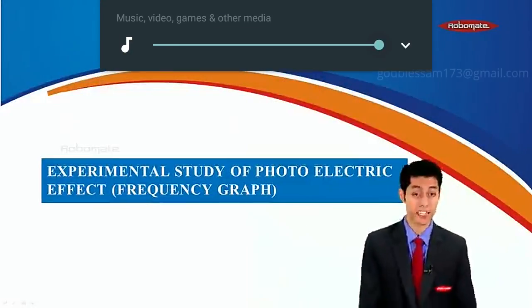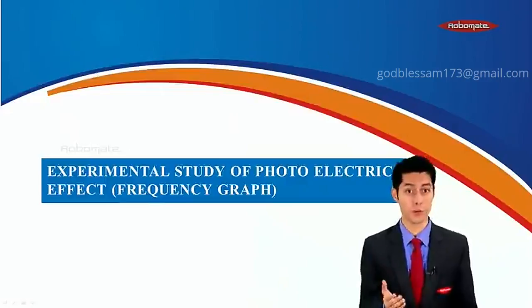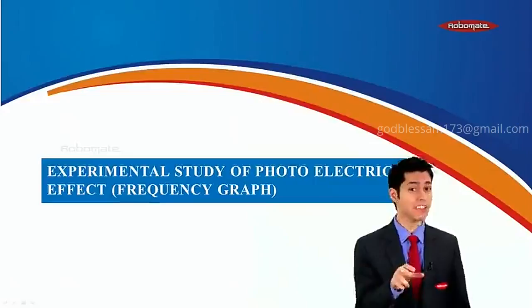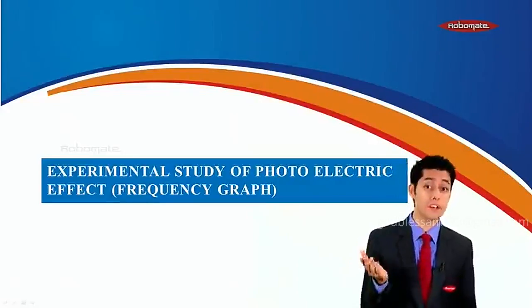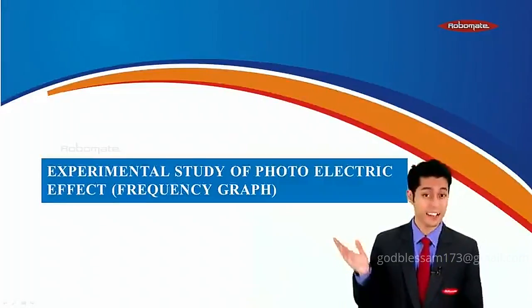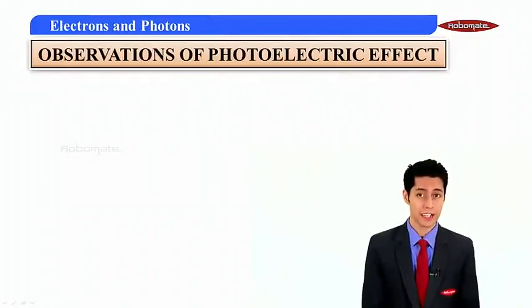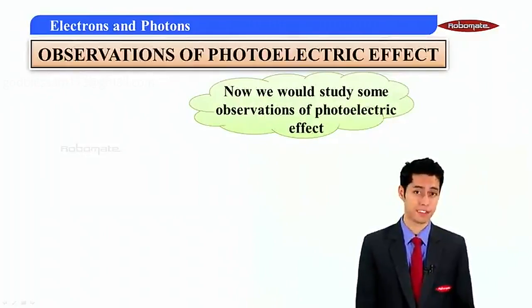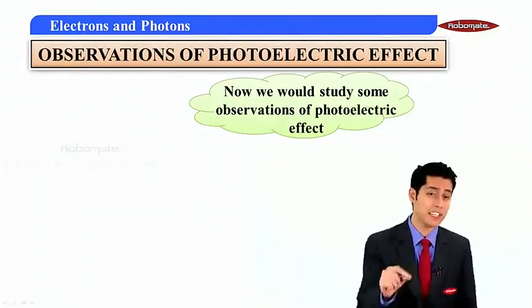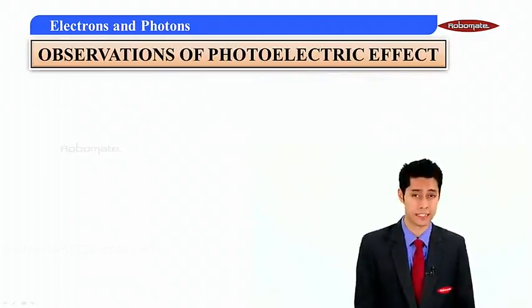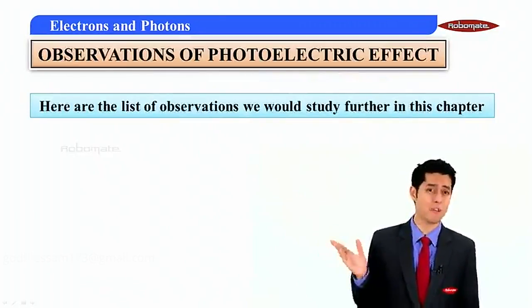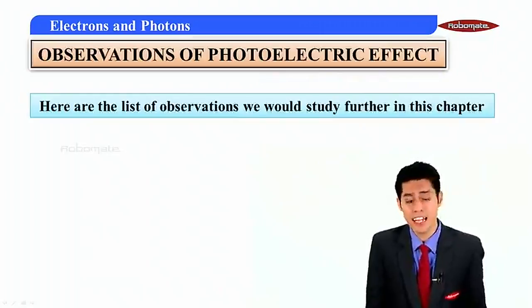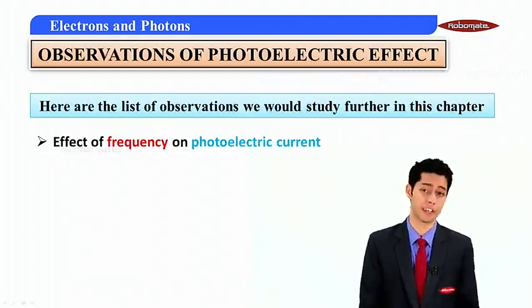Now, after doing the construction and the working of the photoelectric effect, let us study, students, the first observation of the photoelectric effect, that is a frequency graph. Students, we have already done the photoelectric effect experiment. Now is the time to study some observations on the photoelectric effect. And here is the list of observations that we are going to study in this chapter of the photoelectric effect.